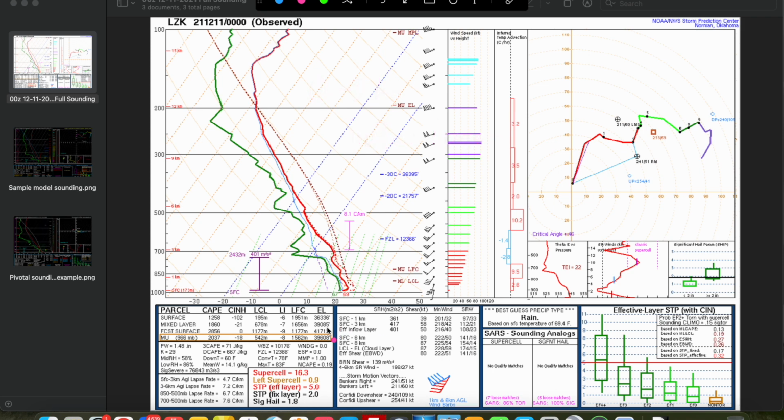Now, the effective inflow layer. Again, we've talked about this previously in the series, but the effective inflow layer is going to be that layer in which CAPE is greater than 100 joules per kilogram, and CIN is going to be greater than negative 250 joules per kilogram, or you can think of it as less than 250 joules per kilogram of CIN. Of course, we have that negative there, so we're going to say greater than negative 250 joules per kilogram. That's going to be your effective inflow layer.